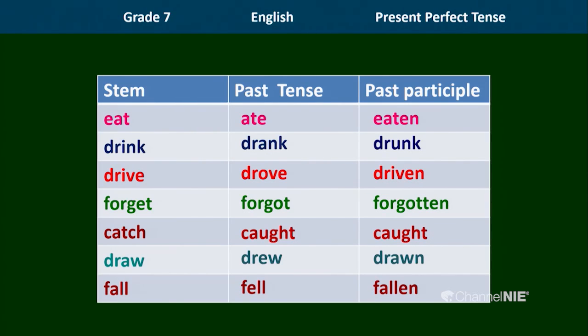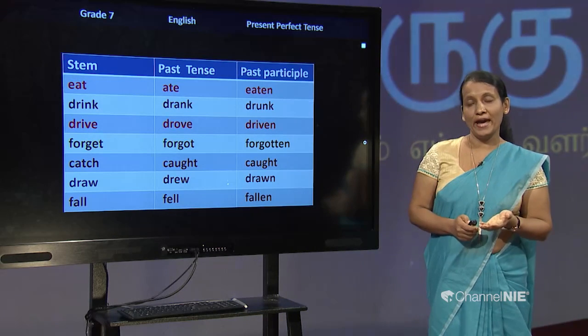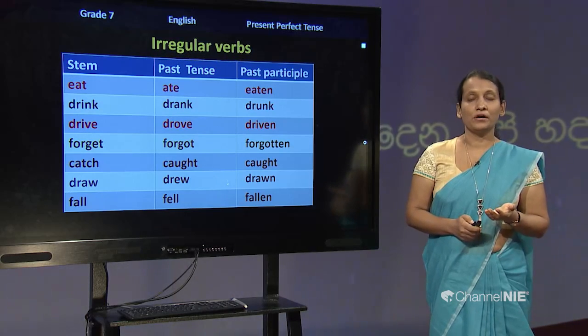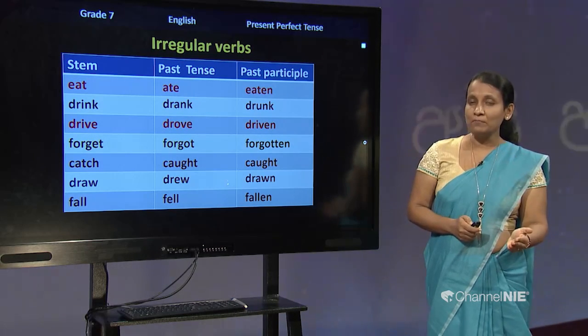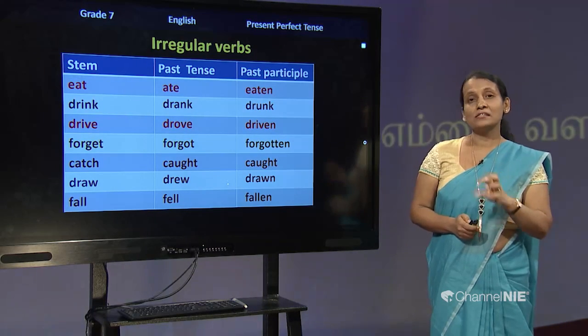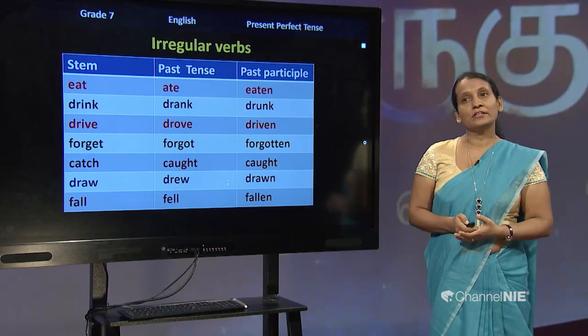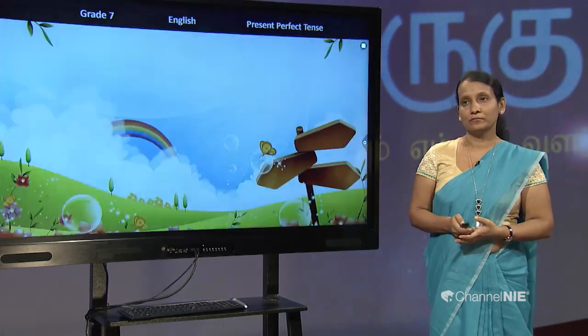In these sentences, you can't just add one letter or two. You have to remember the past tense and the past participle, right? So that you have to learn that and keep that in your mind. So these types of verbs are called irregular verbs, right? If we have to remember the past tense and the past participle, we call them irregular verbs. Fine, children. We'll see what we have next.